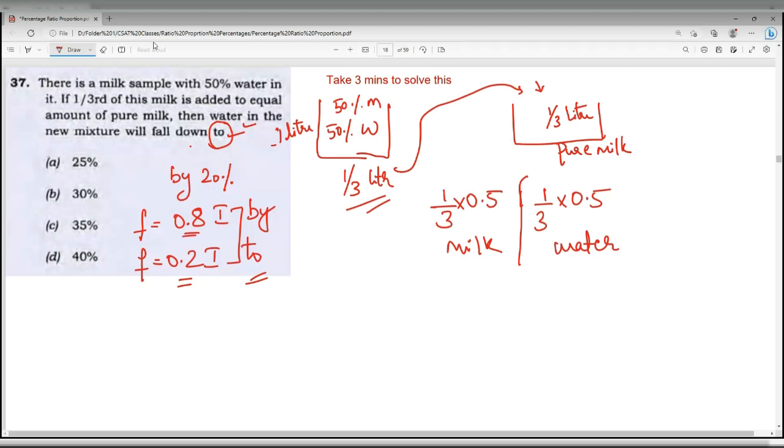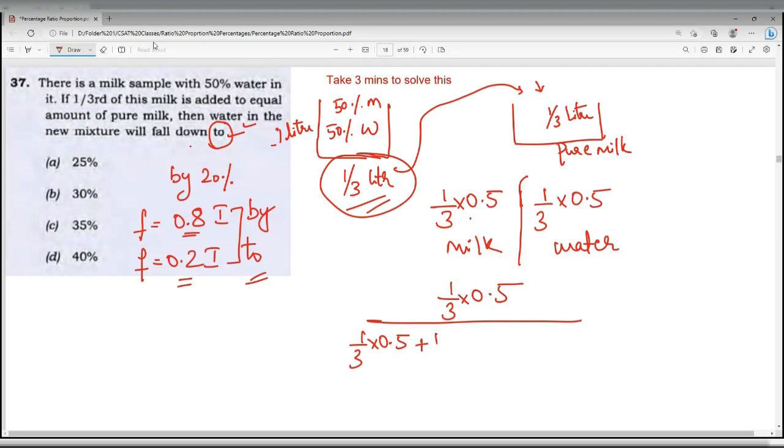So here they have taken 1/3 liter and then they are adding it to pure milk. This quantity has 1/3 into 0.5 milk and 1/3 into 0.5 water. So in the final mixture, we need to calculate the percentage of water. So we have this water 1/3 into 0.5, and in the bottom would be the total. So the total is 1/3 into 0.5 water and 1/3 into 0.5 milk plus the 1/3 liter of pure milk that was there initially.